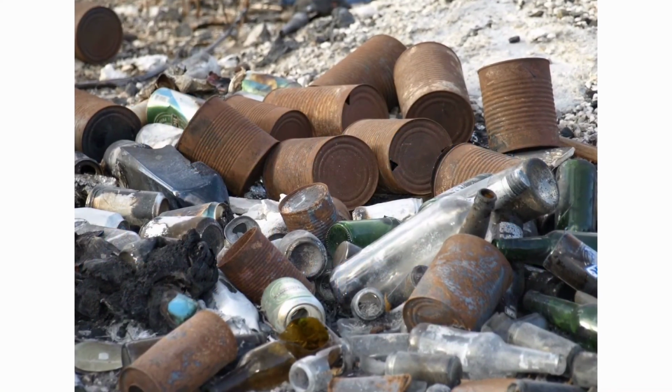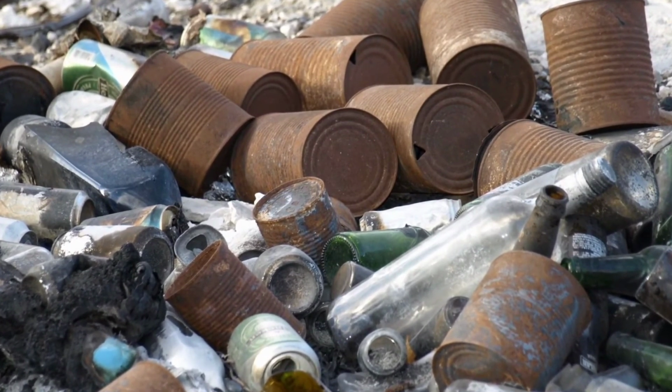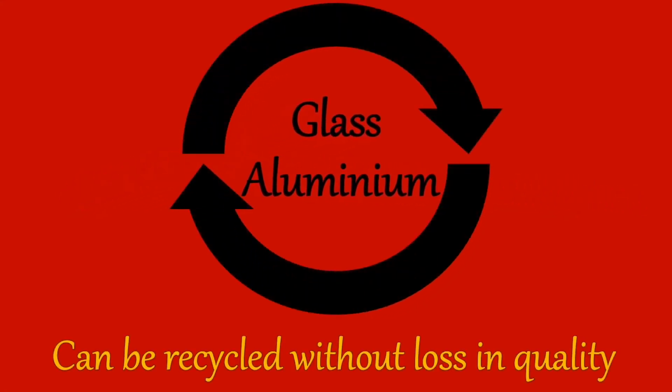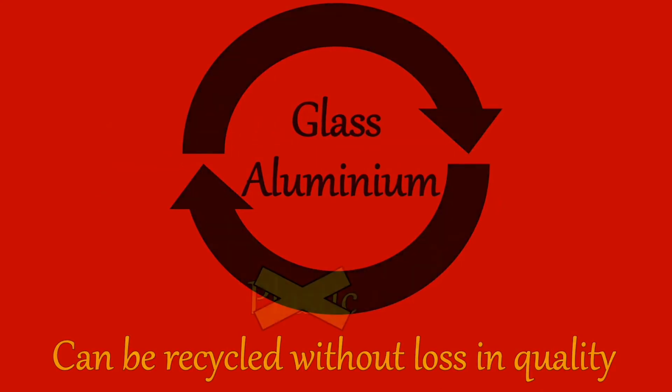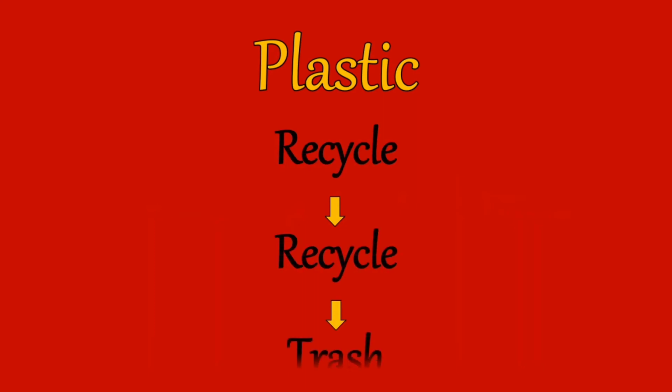Materials like glass and aluminum too are not biodegradable like plastic, but they aren't considered as harmful. The reason for this is they can be recycled over and over again without any loss in quality. Sadly, this is not the case for plastic. Even when plastic is recycled, its quality degrades each time. It can only be recycled 2 to 3 times before it reaches a point where it can no longer be used and is thrown away.